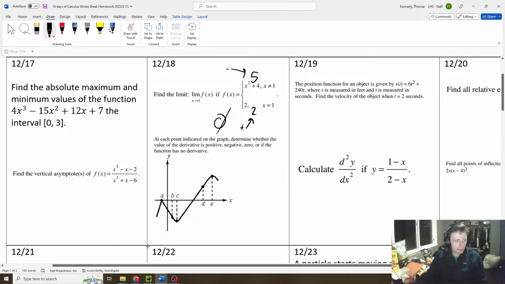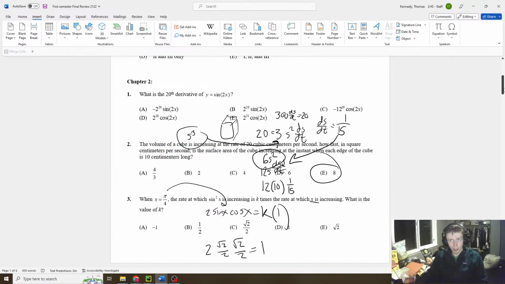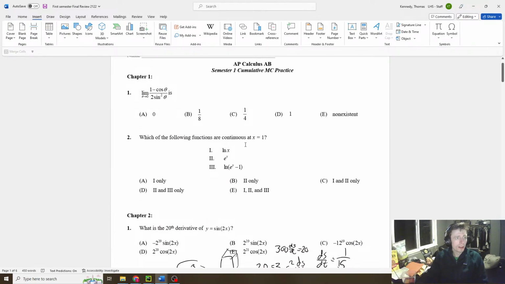Chapter 1, problem 2. Sure. That's limits, probably, maybe? No, it isn't. Which of the following functions are continuous? So, if you plug 1 in to natural log of x, natural log of 1, that's chillin'. Can't put negatives or 0 in natural log, but plug 1 in, totally fine.